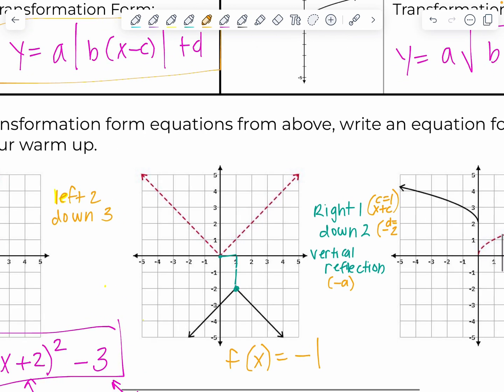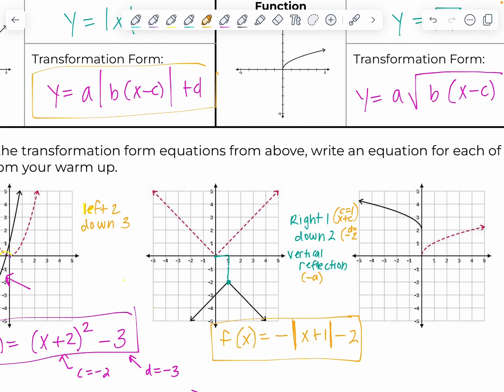I don't have a B value here. Then we have x plus 1 for our C value. You don't have to put that in parentheses inside the absolute value unless you have an actual B value. And then out here we have a minus 2.